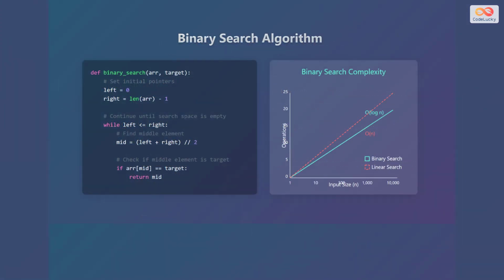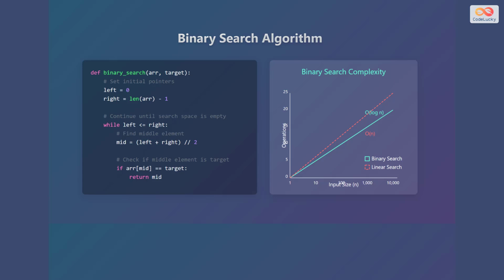Here's the binary search algorithm implemented in Python. Initially, set the left pointer to 0 and the right pointer to the length of the array minus 1. Enter a while loop that continues as long as the left pointer is less than or equal to the right pointer. Inside the loop, find the middle element by taking the integer division of the sum of the left and right pointers by 2.